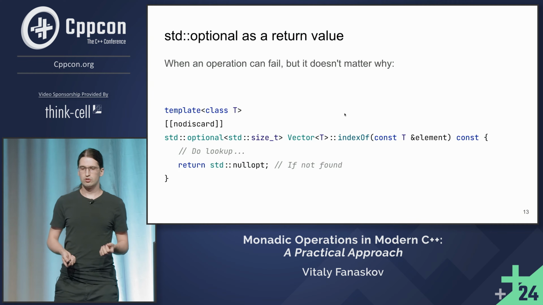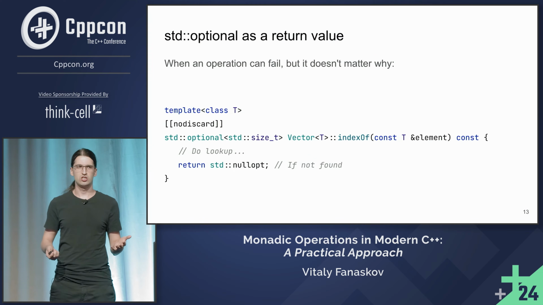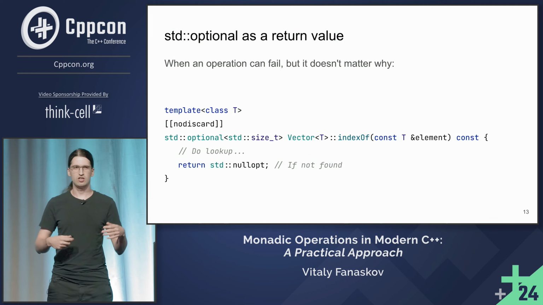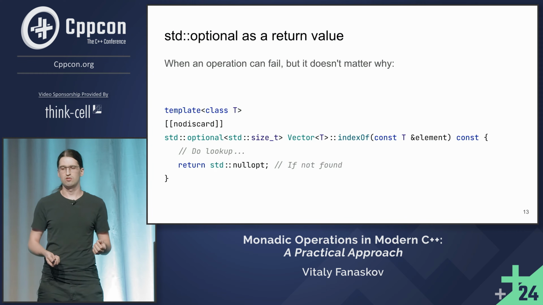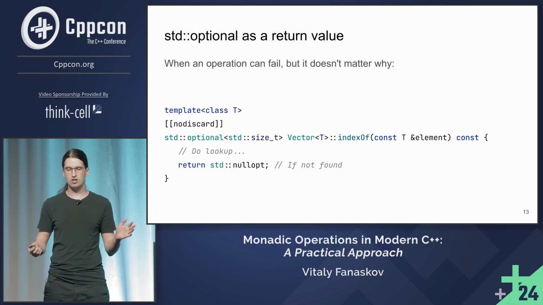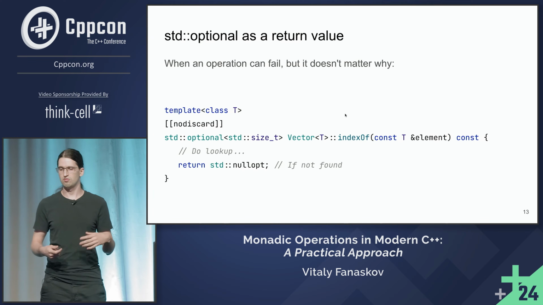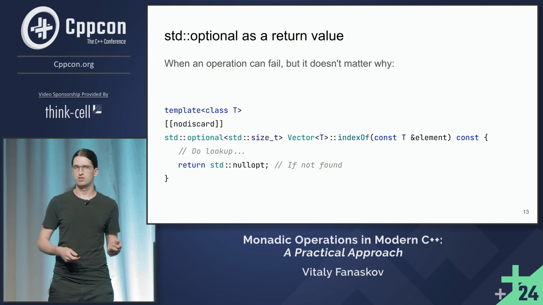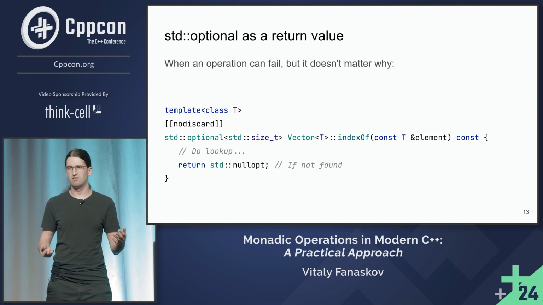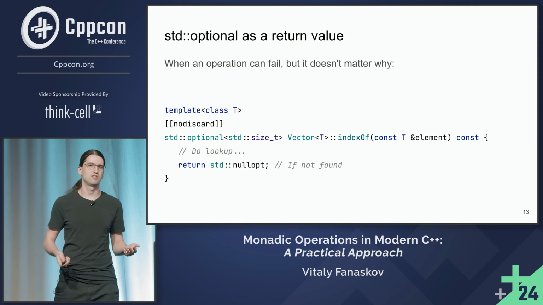We usually use optional when an operation can fail, but we don't care why. For instance, here is an example of some vector class, and it supports an operation indexOf. If the element is not found, we simply return a special object std::nullopt that indicates the absence of a result, and if the element is here, we can return its index. So in this particular case, we just don't care, or there is perhaps only one reason why indexOf returns something other than an index, right? There is no element in the vector.